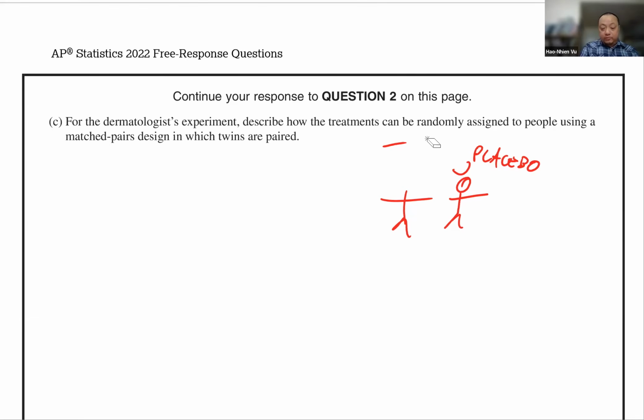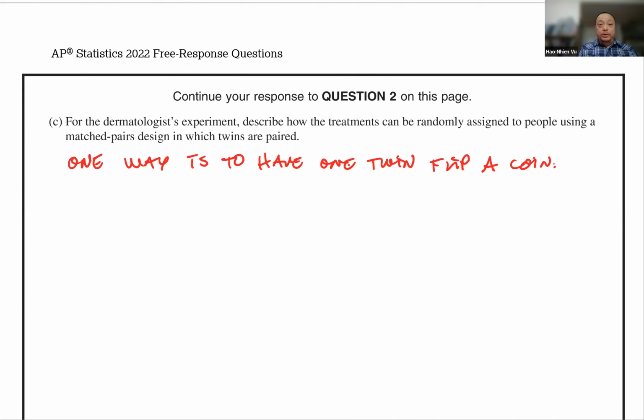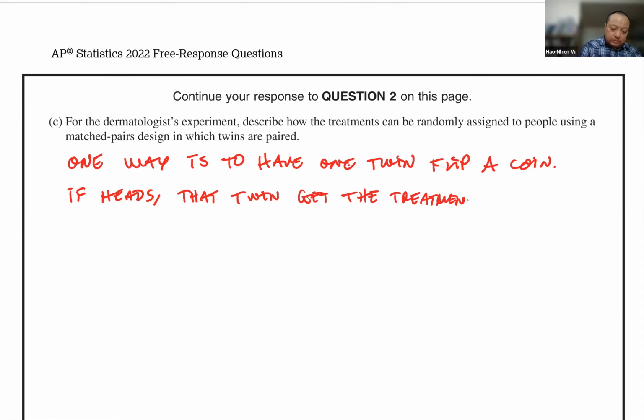So I'm going to flip a coin. Have one twin flip a coin, and let's say if it's heads, you win. If heads, that twin gets the treatment. If tails, then the other one wins.